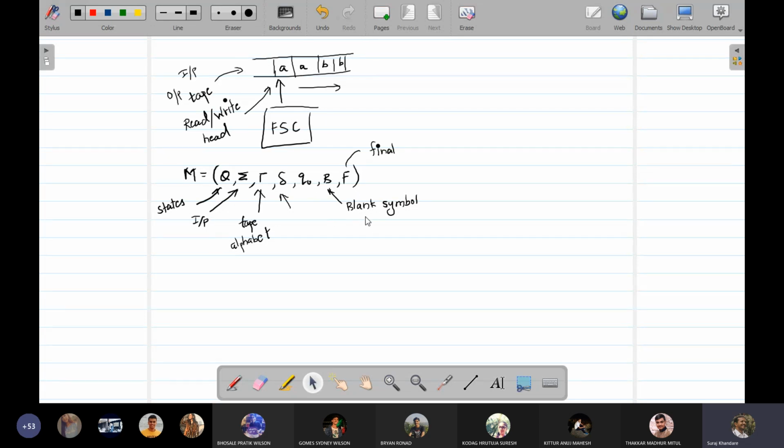Now this blank symbol that is given is usually present around your input. Whatever input is there is written between these blanks. So whenever we take an example in a Turing machine, there is a blank symbol present to the left of the example and to the right of the example.